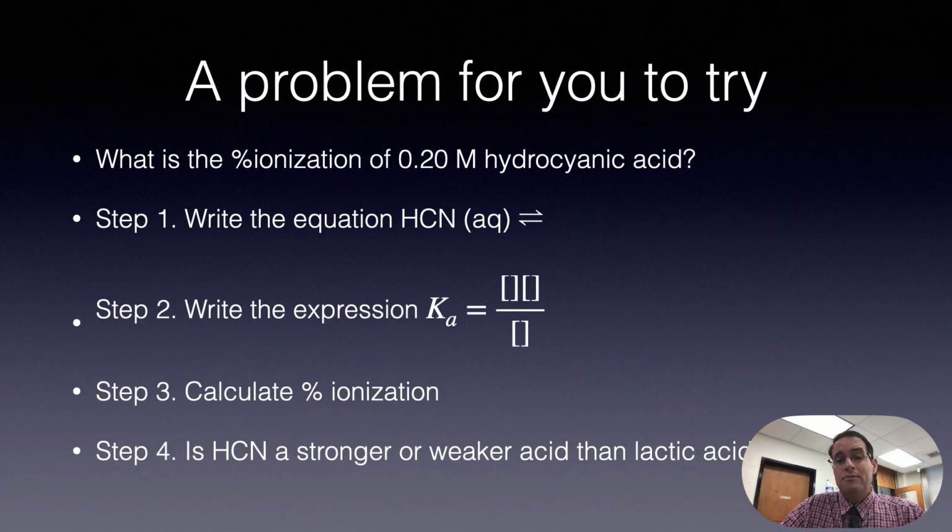Here is a problem for you to try. What is the percent ionization of 0.20 molar hydrocyanic acid? First you want to write the equilibrium reaction out, HCN aqueous plus H2O, and go on from there. Then write the equilibrium expression, which is products over reactants, and calculate the percent ionization. And then I've got a final question here. Is HCN a stronger or weaker acid than lactic acid? Remember again, if you have something with a higher percent ionization, it means it's a stronger acid.